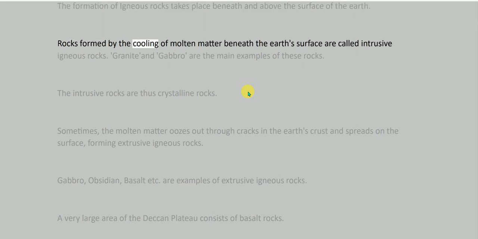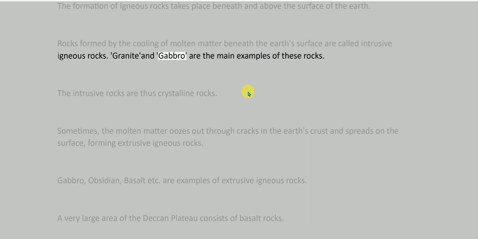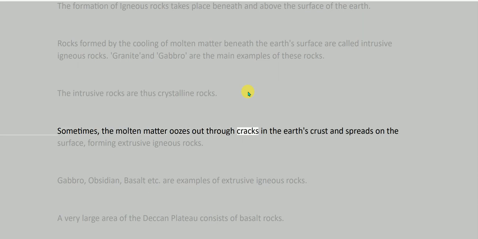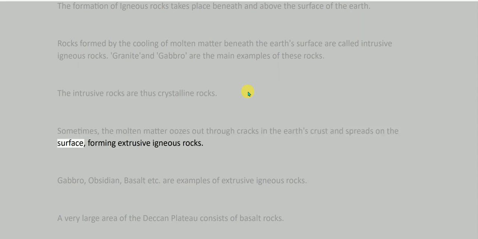Rocks formed by the cooling of molten matter beneath the Earth's surface are called intrusive igneous rocks. Granite and gabbro are the main examples of these rocks. The intrusive rocks are thus crystalline rocks. Sometimes, the molten matter oozes out through cracks in the Earth's crust and spreads on the surface, forming extrusive igneous rocks. Gabbro, obsidian, basalt etc. are examples of extrusive igneous rocks.